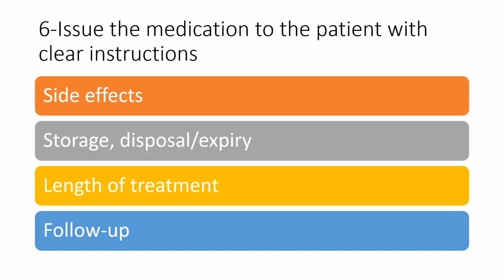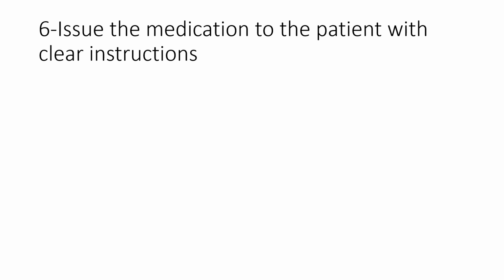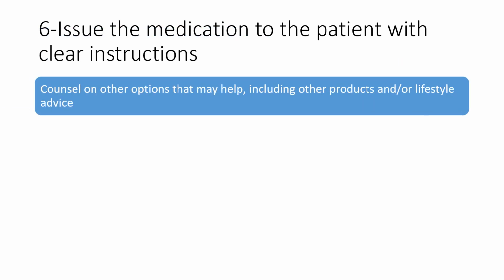And you need to tell them when to expect improvement, for example, if it's a chest infection, and if things are not improving for an ear infection or a chest infection, when should they see the doctor again, and so on. In some instances, you may need to counsel on other options that may help, including other products and/or lifestyle advice. For example, products that may be recommended to manage side effects. For example, laxatives with pain medicines containing codeine, for instance.